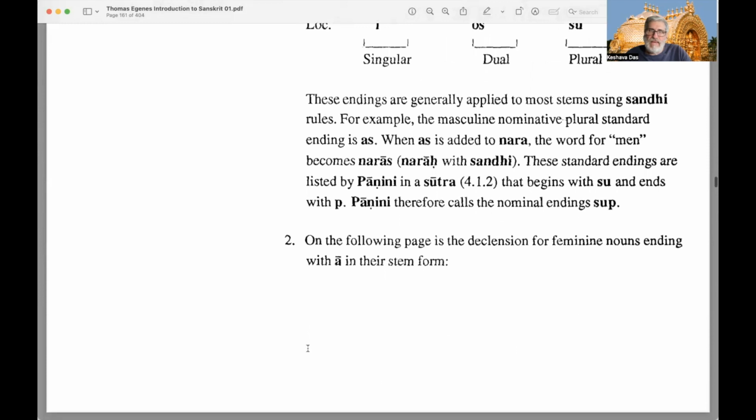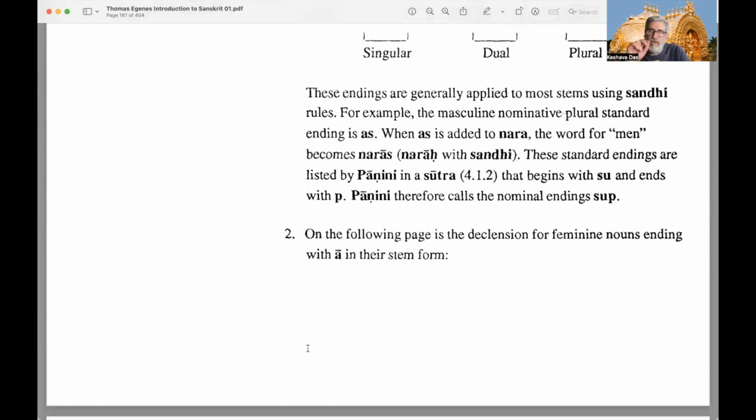These endings are generally applied to most stems using Sandhi rules. For example, the masculine nominative plural ending is "as". When "as" is added to nara, nara plus as, it becomes naras, the word for men. Then with sandhi, it becomes naraḥ. If you look at the sandhi chart for visarga sandhi between words, the s becomes a visarga.